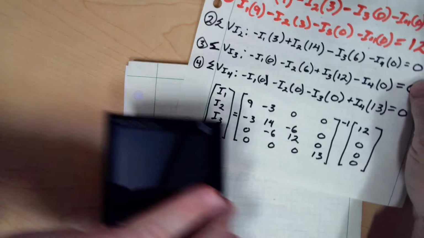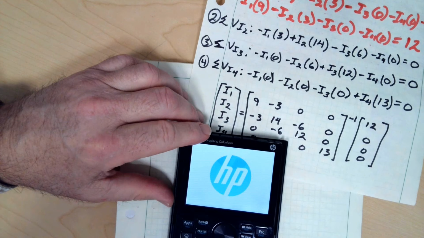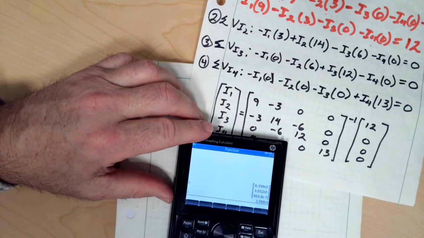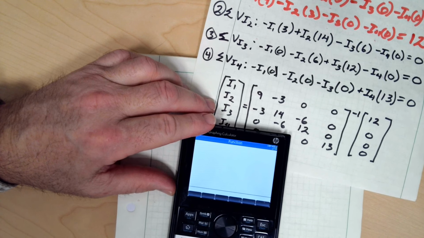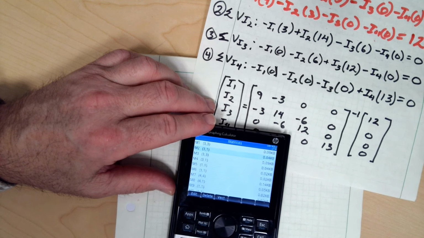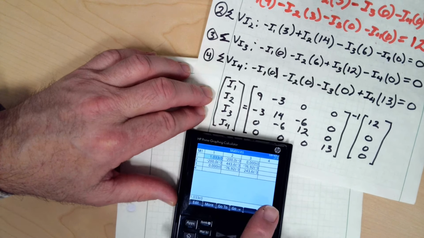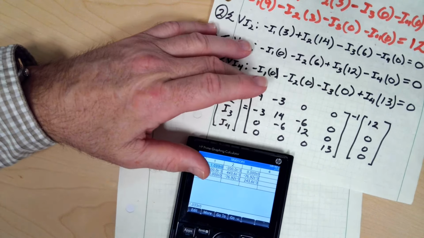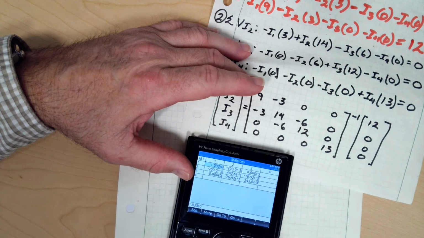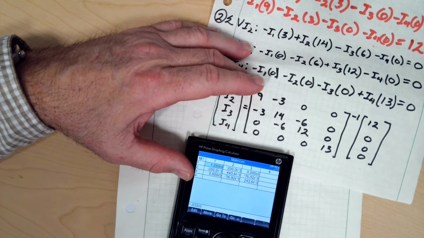Okay, so now that we've got our matrices set up, I'll go ahead and use my HP calculator here, if I can remember which buttons to push. And so we've got a matrix here now that is 4 by 4. We'll go ahead and just start at that first term. We have a 9, then a negative 3.